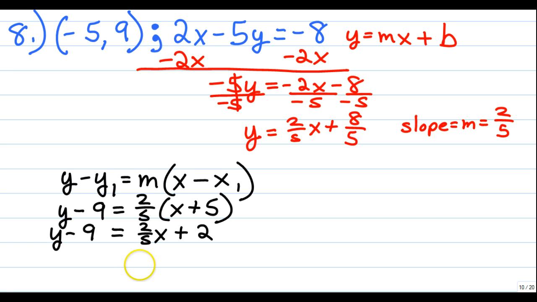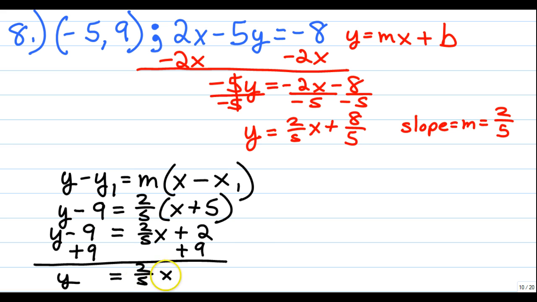My next step will be to clear that 9 from both sides. So I'll add a 9 to both sides. So plus 9 plus 9. So now, when I look at my problem, I've cleared the 9 from the left side, just leaving the y, carry down my equal sign, where I have a 2/5 x plus 11.